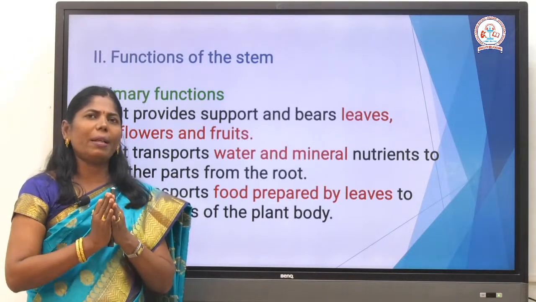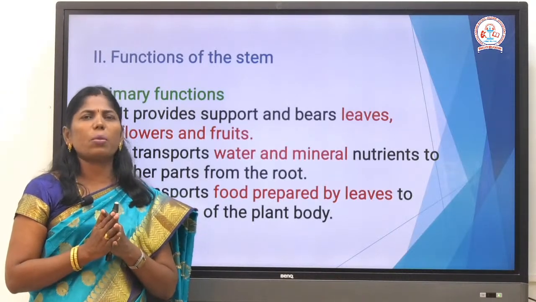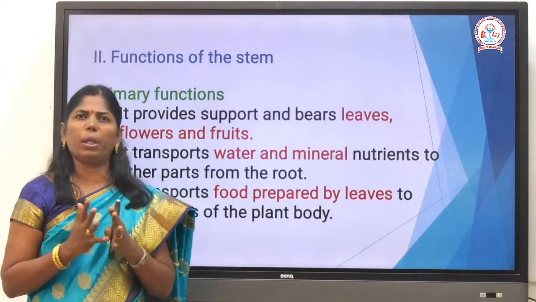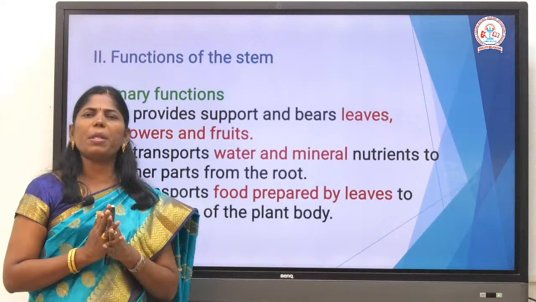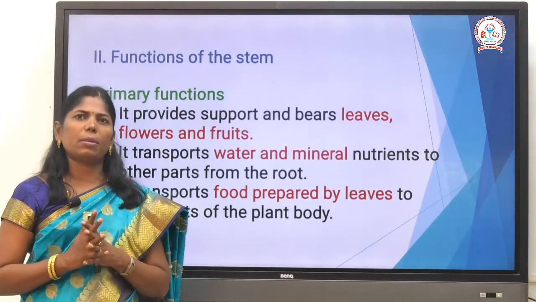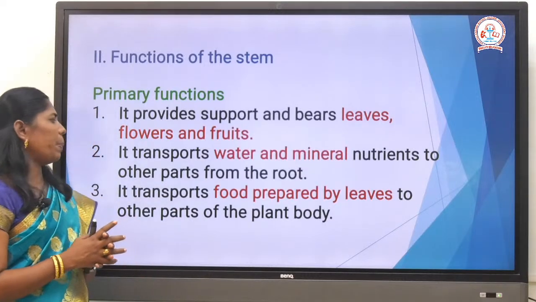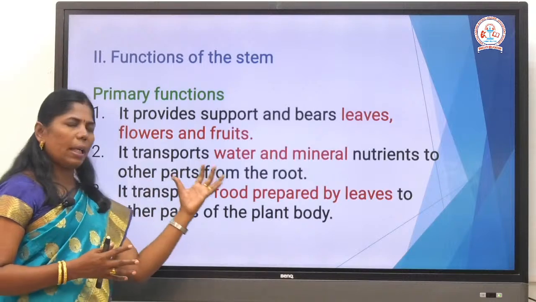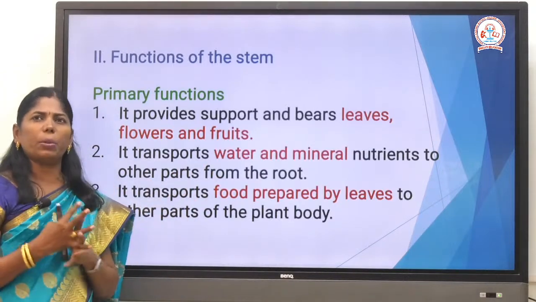Okay, so that we studied in 10th standard. So what are the tissues involved in the process? One is the xylem, another one is the phloem. Okay, xylem is used for conducting the water and minerals, and phloem is used for conducting the food materials from the leaves to various parts. Okay, so what about transporting the food prepared by the leaves to other parts of the plant body? Okay, the leaves prepare the food, and from there the food is transported to different places.